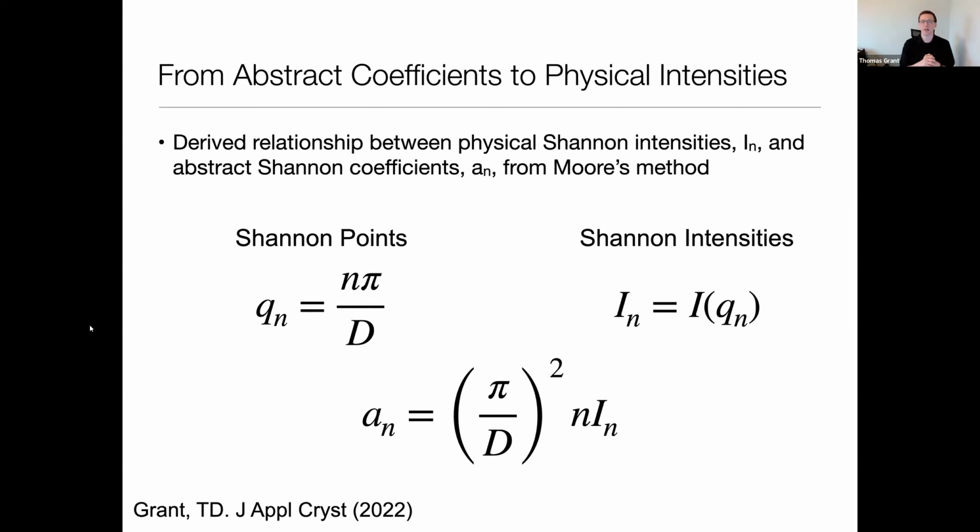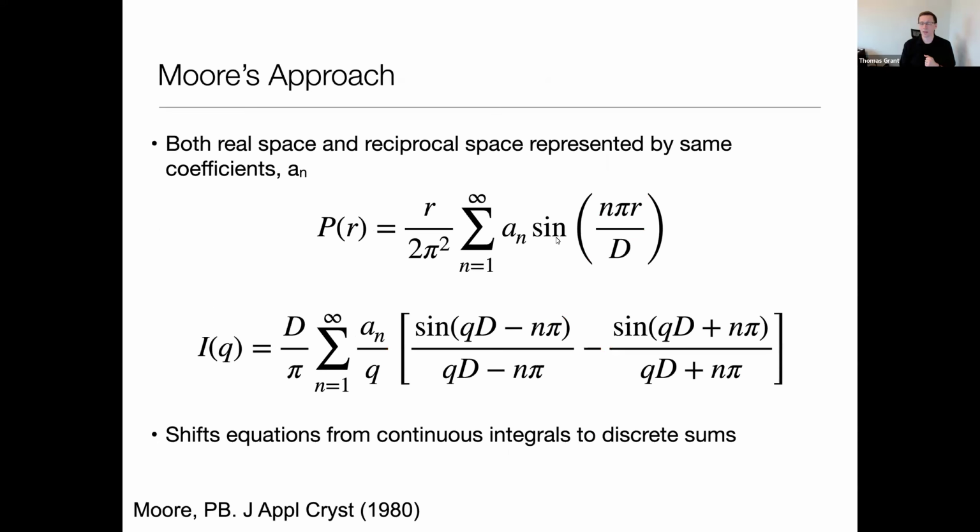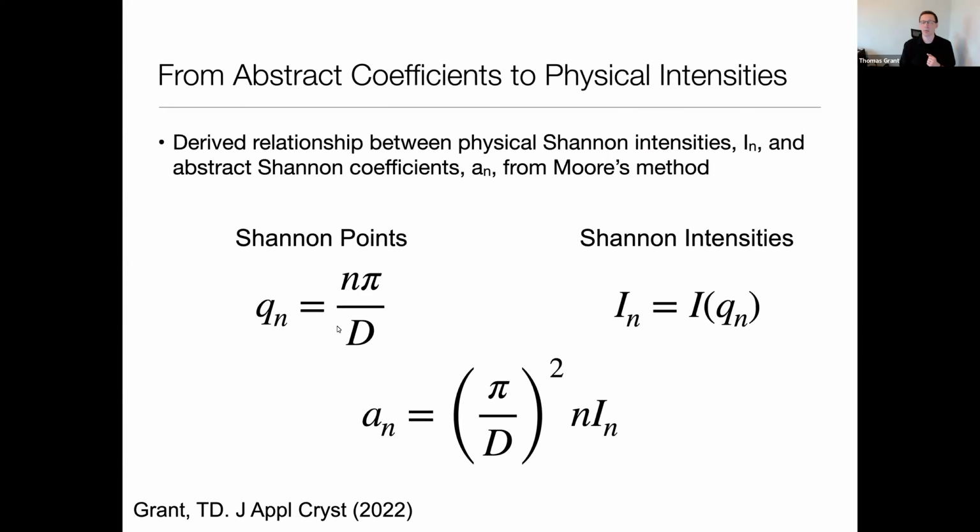So one of the things that you can gain from Moore's paper was that there are some special Q values because we're setting up a series, a sine series. And these special Q values are kind of like the nodes of this series. So if we look back at the sine series, you can see that we have n pi r over d. So we kind of have a fundamental frequency d. And these nodes can be related to these Shannon points that we talked about, where the Q values are n pi over d. So the Shannon points define what I call Shannon intensities.